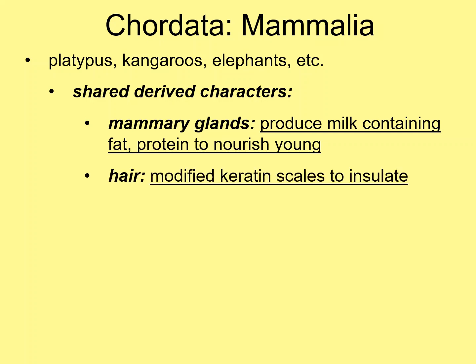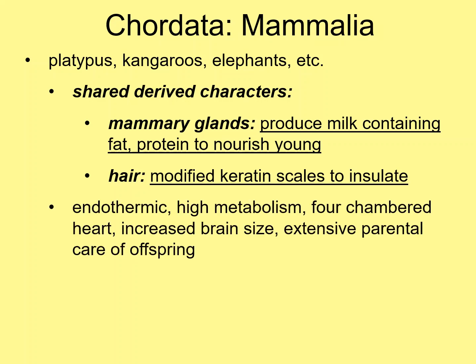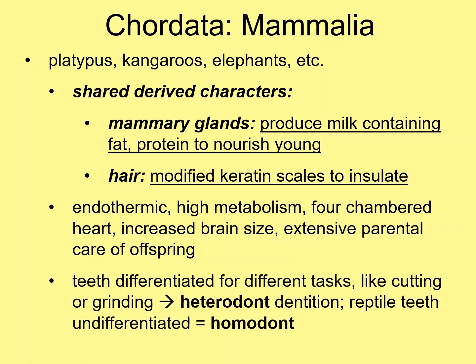There's another, one orbital fenestra is another shared derived character. We're going to get to that here in just a second. But for now, we'll talk about other general characteristics of mammals, very similar to those of birds. Four-chambered heart, large brain size, extensive parental care. We're endotherms, so we have that metabolic activity used to generate our body heat internally.